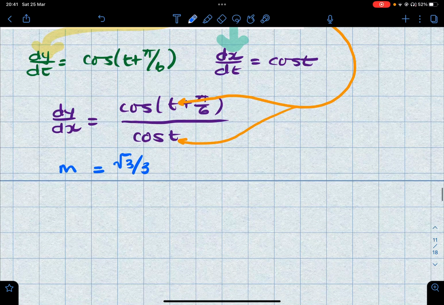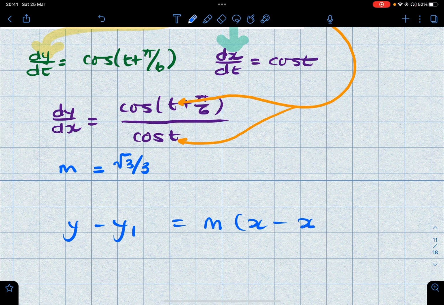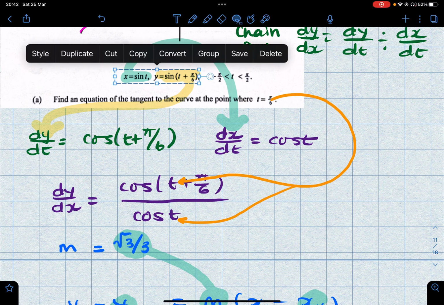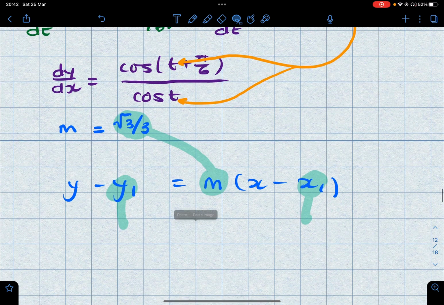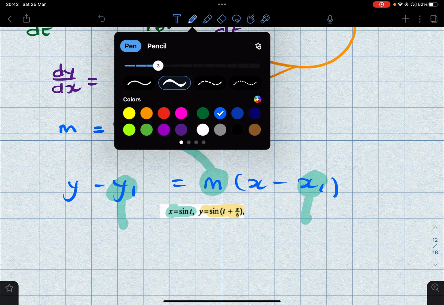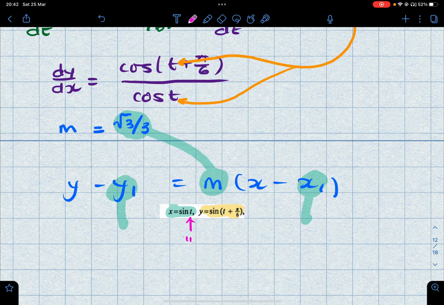Okay, so now the equation of a straight line is y minus y1 equals m(x minus x1). So far, the only thing we've managed to do is to find m. Now, y1 and x1, we need to find from the equations here. So it's easy to do, but you need to remember that x and y are not given. So you need to put t equals pi over 6 here and here to find x1 and y1.